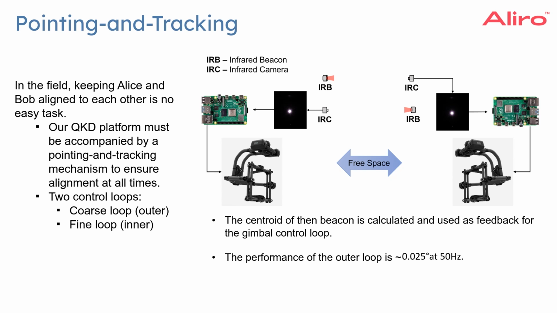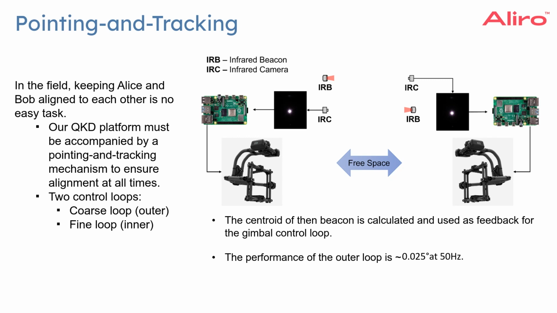One of them is coarse alignment, and is done by putting the QKD systems on these professional-grade gimbals that are attached to a drone in this case. And these gimbals can actually move these QKD platforms and try to keep them aligned to each other at all times. And we do this by placing an IR beacon and an IR camera on both sides.